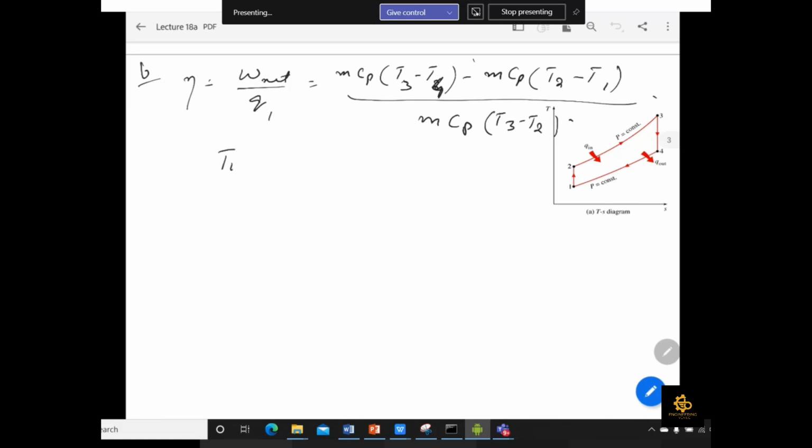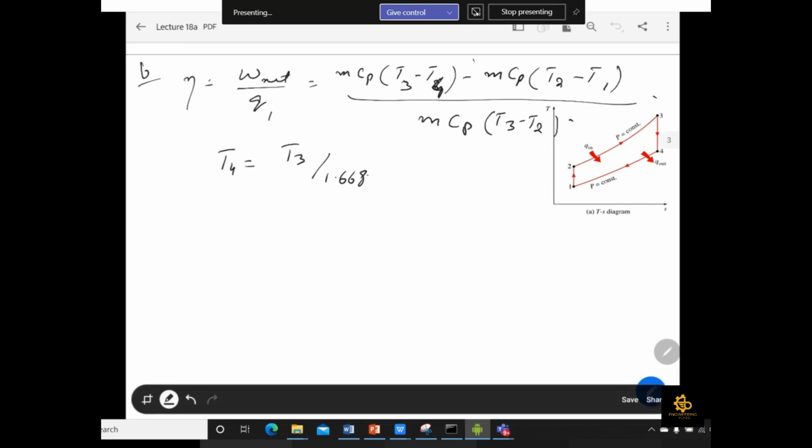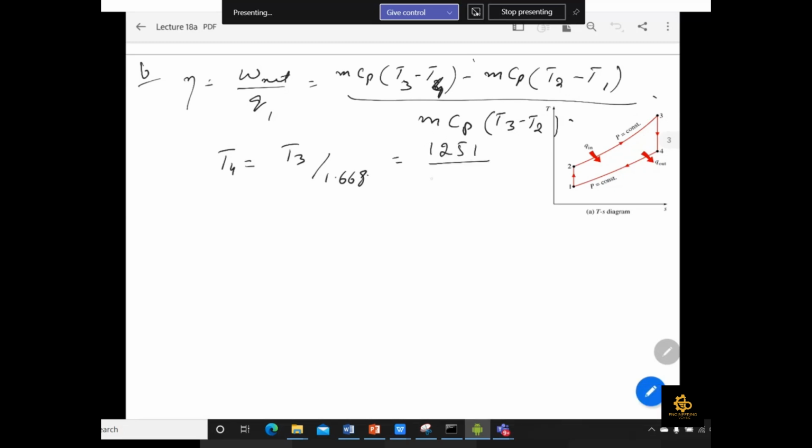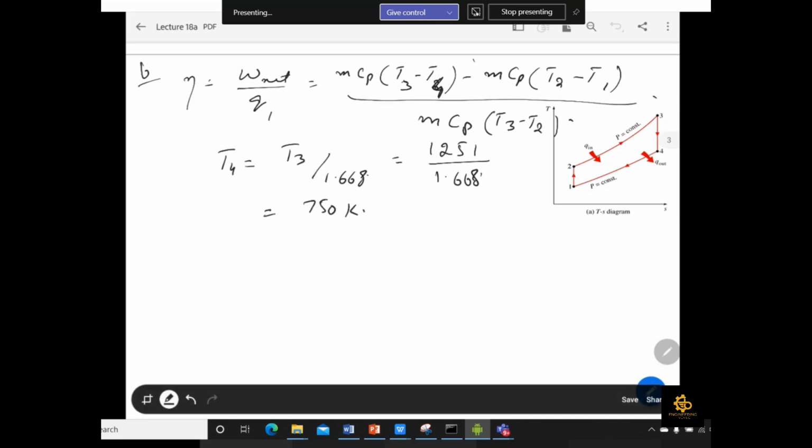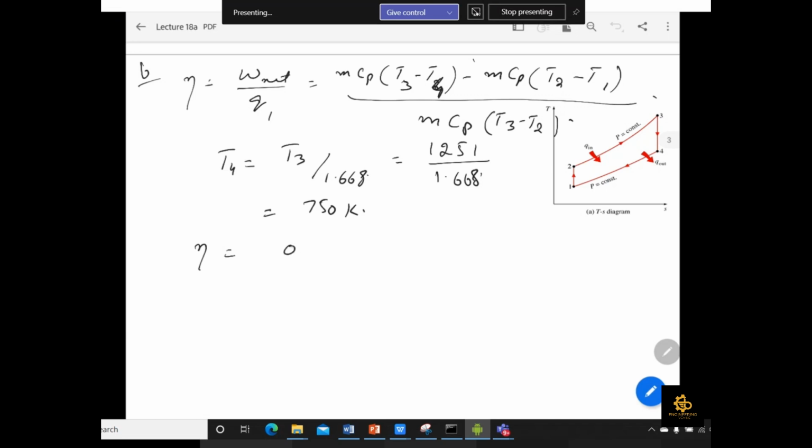Now T4 is equal to T3 over 1.668. This relation comes from part A, where we already saw that T4 is equal to T3 by 1.668. T3 is known to us, so simply plug in the value: 1251 from part A, divided by 1.668. From here we can easily find T4, which is 750 Kelvin. Now we have the values of all the temperatures, so we put them in the efficiency equation and find the efficiency of the Brayton cycle as 0.4, or 40%.